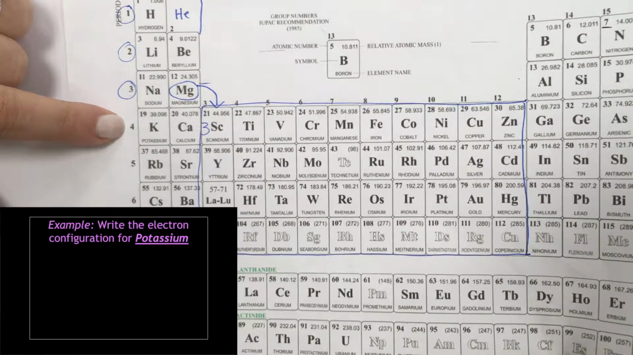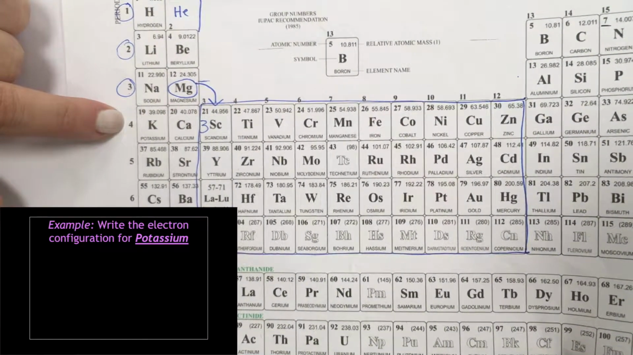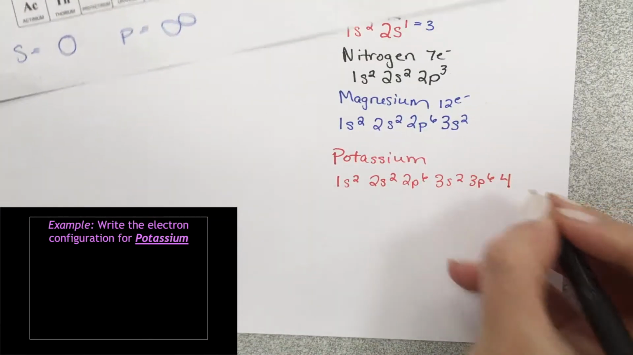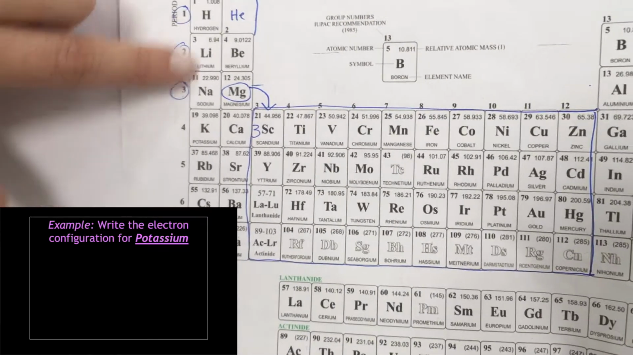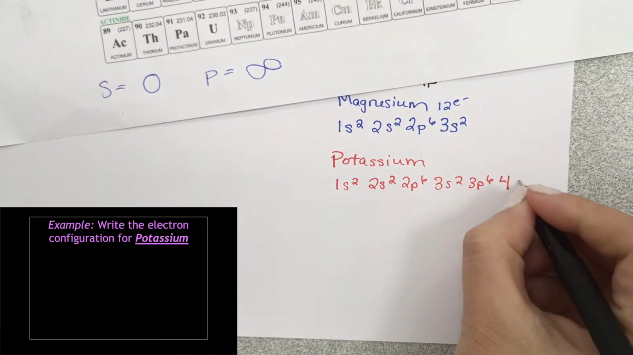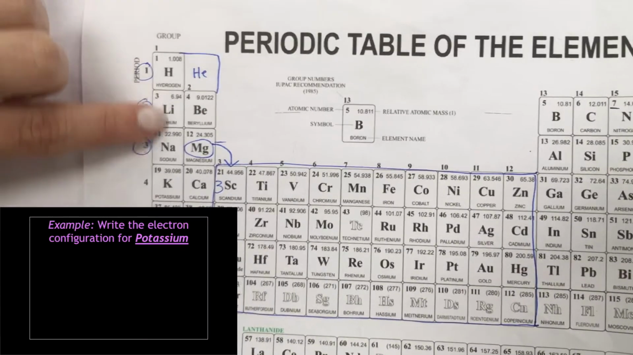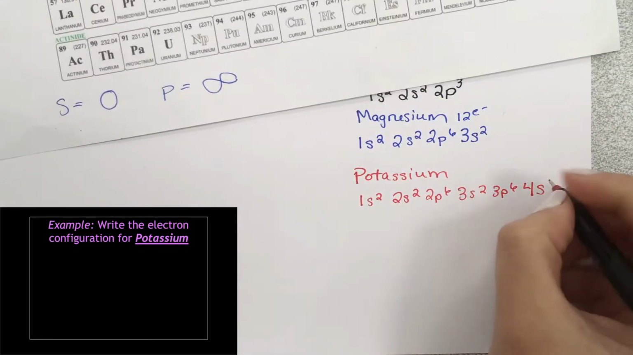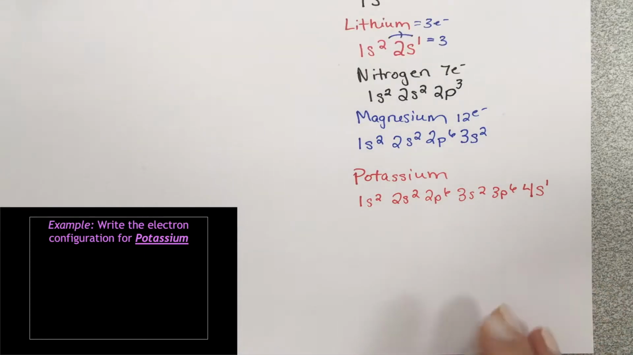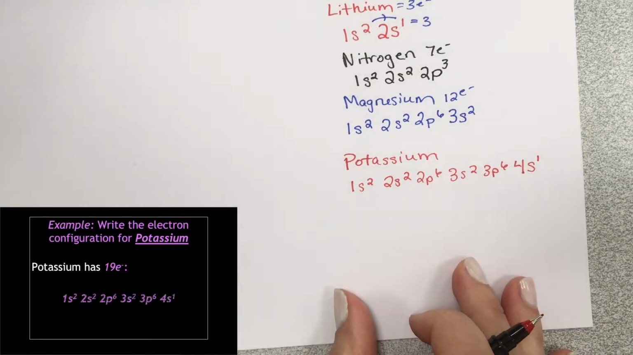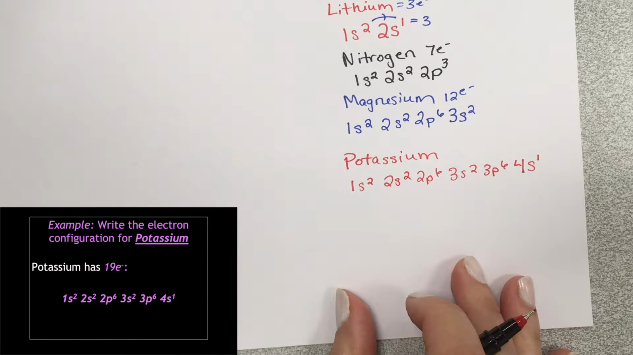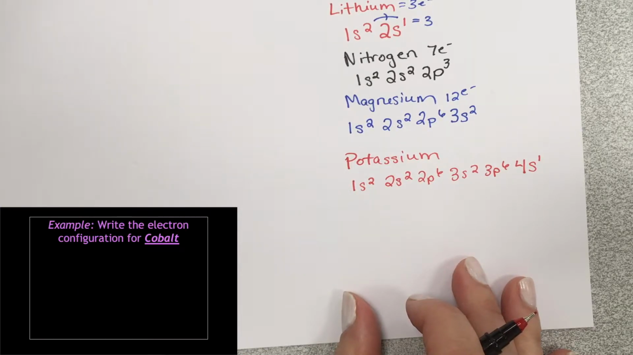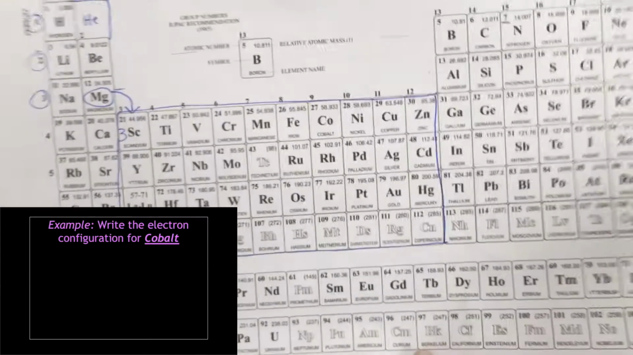We're on the fourth energy level, and there's potassium. So we have 4s, we're in the S block, and it has one electron in that S block, so 4s1. That's it, that's potassium's electron configuration. Now, next one, we're going to do one in the D block, cobalt.